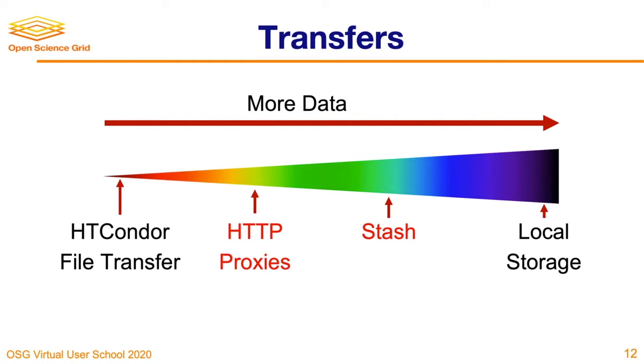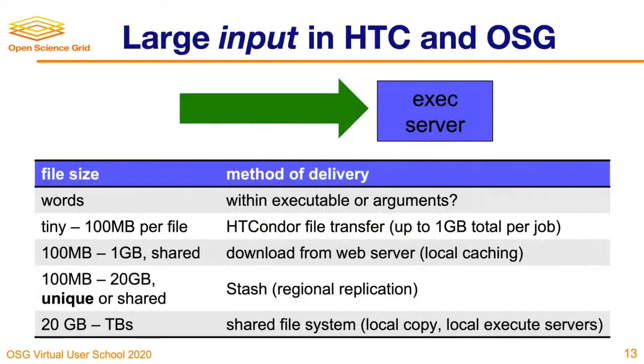All right, so these are the 4 options that we're going to talk about today, starting with the HTCondor file transfer system and moving up through shared file systems or local storage. And you'll notice that each step, they're really designed to handle more data. That's a little bit more outlined here in this table. So if we're looking to transfer words, that's where you're going to transfer it within your executables, within your arguments. It's going to be kind of built into your workflow that way.